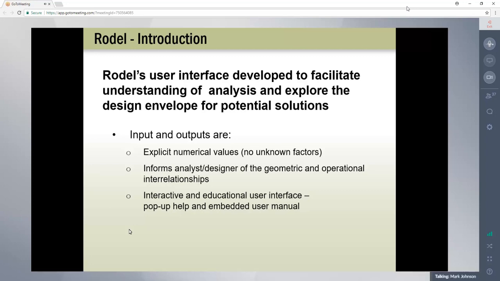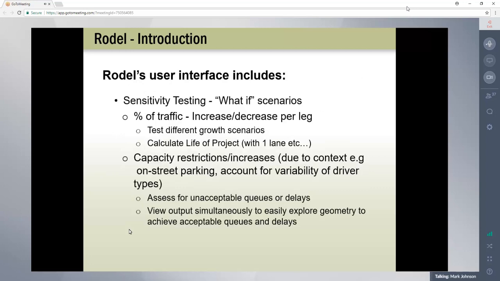Rodel's interface is developed to facilitate understanding of the analysis and explore design envelope for potential solutions. So it uses explicit numerical values. There's no unknown factors. It informs the analysis and design designer of the geometric and operational relationships. It has an interactive and educational user interface. It includes sensitivity testing. You can increase or decrease traffic per leg. This allows for testing of different growth scenarios.